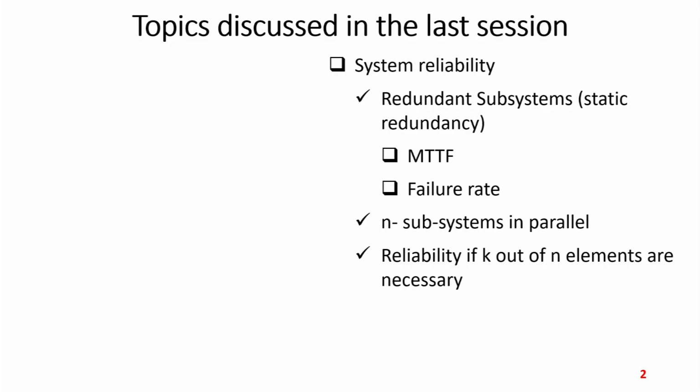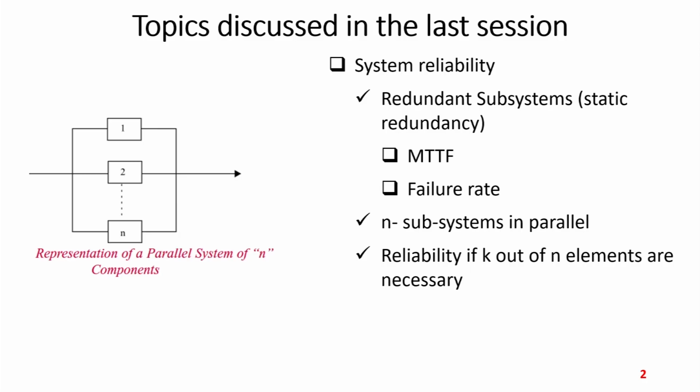This is the reliability if k out of n elements are necessary. If I consider the case where n elements are in parallel, the failure will happen only when all the elements fail; even if one element works, the system will work. But in a practical situation, this does not happen. We need a minimum number of the elements to work out of the total n elements.